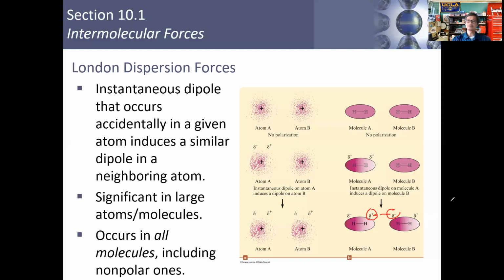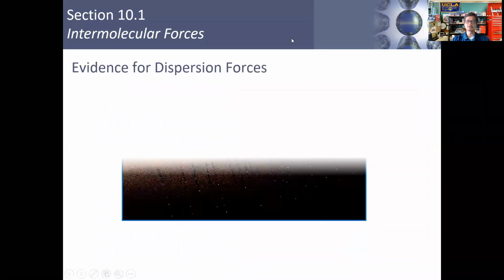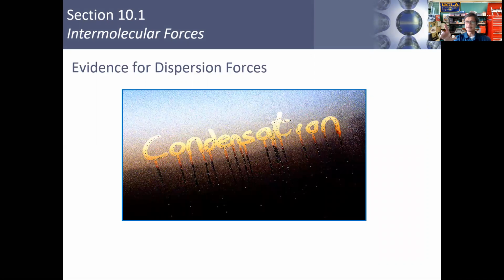And so the London dispersion forces can account for the interactions of molecules that are not polar in nature, that have no hydrogen bonding, but can still condense. They can still interact with one another. And so the evidence that we have for these London dispersion forces is that compounds that don't appear to have polarity, nonpolar molecules that have no hydrogen bonding, can still interact with one another to form the liquid state.